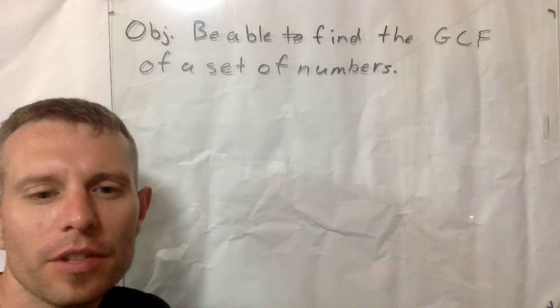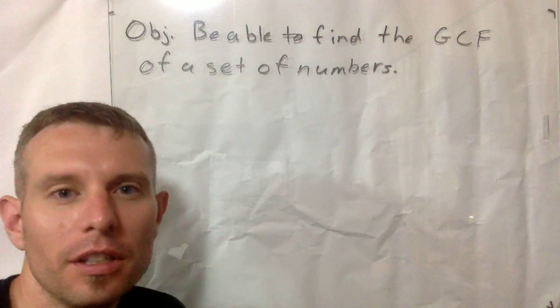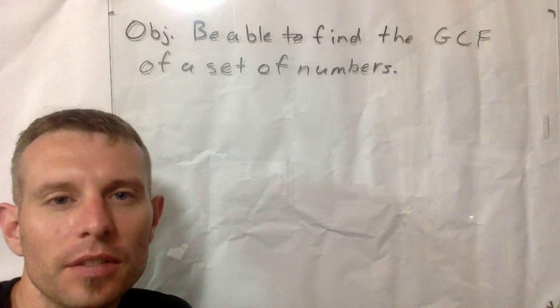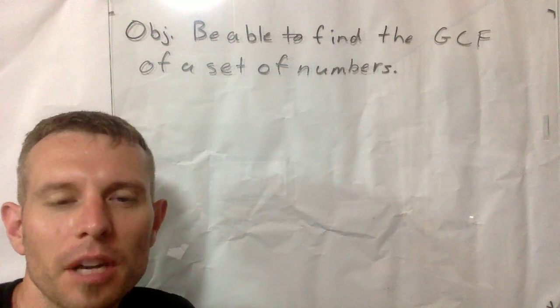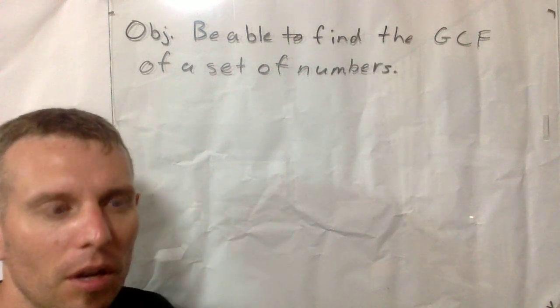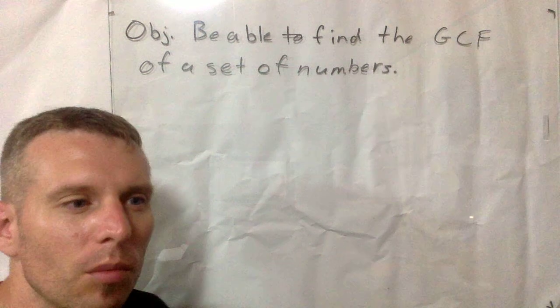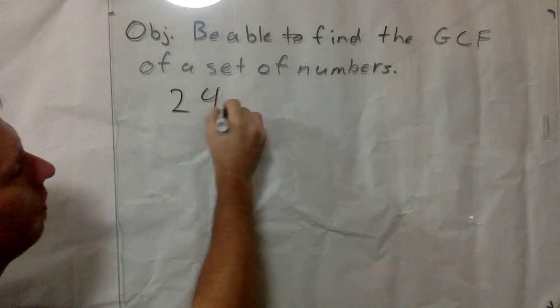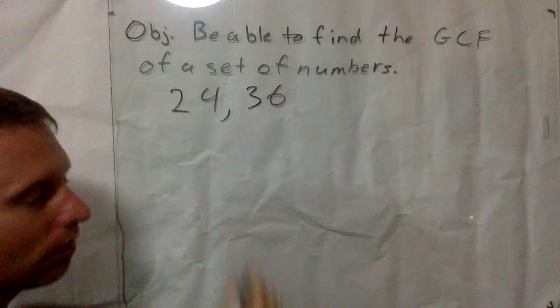Okay, the objective for this video is to be able to find the GCF, or the greatest common factor, of a set of numbers. Right away we're talking about two or more numbers. So let's take, for example, 24 and 36.